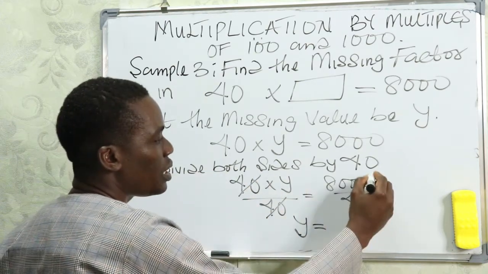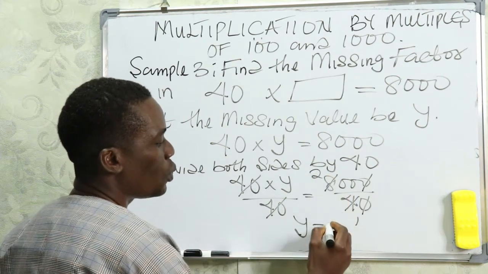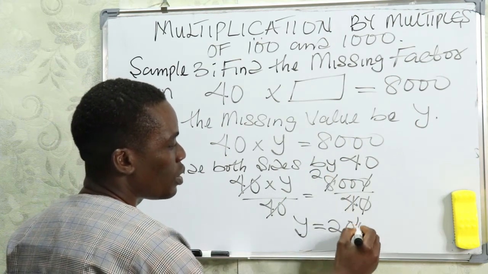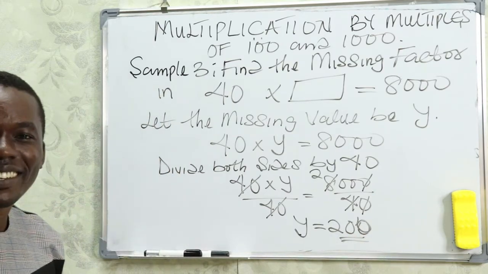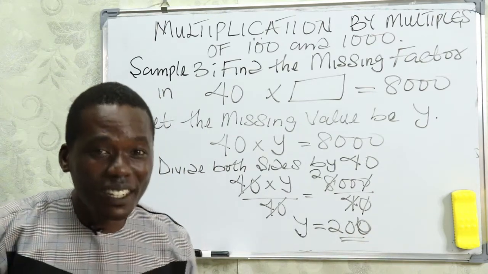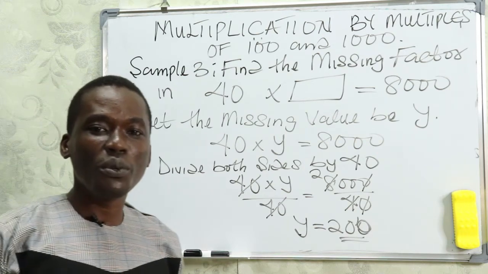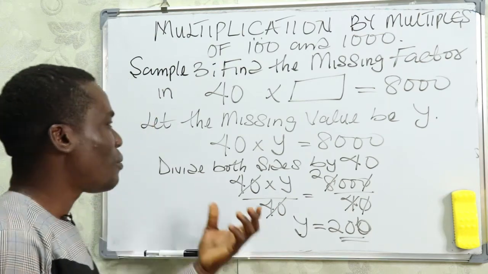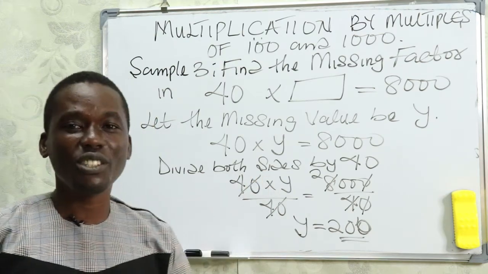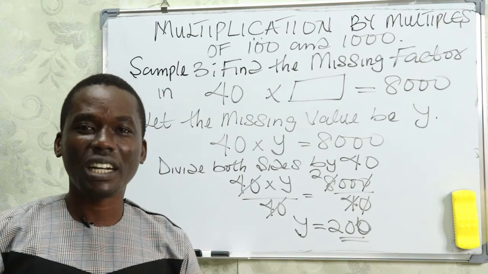Now this will go with this. 4 here will give you 1, 4 here will give us 2. So our y will now be 200. So you see, very easy. Multiplication by multiples of 100 and 1000 is very easy, and from the 3 samples we've taken today, you've come to see that it is possible that you can do it.